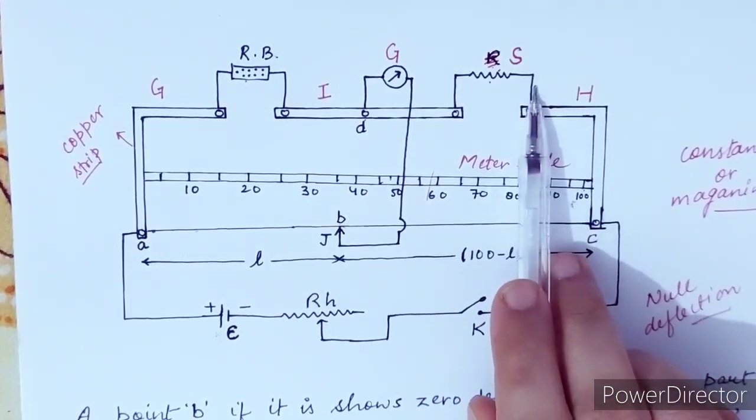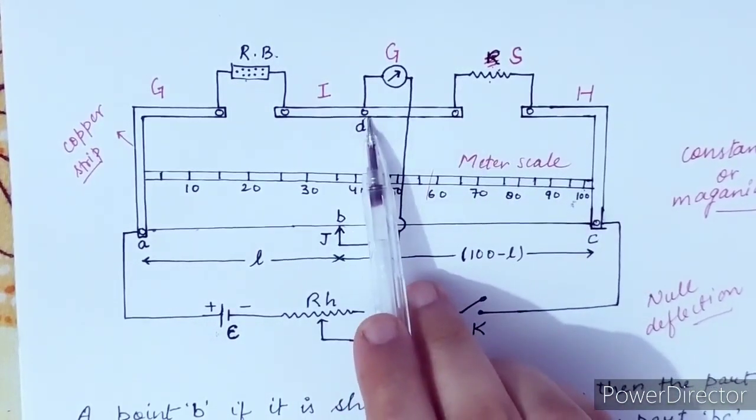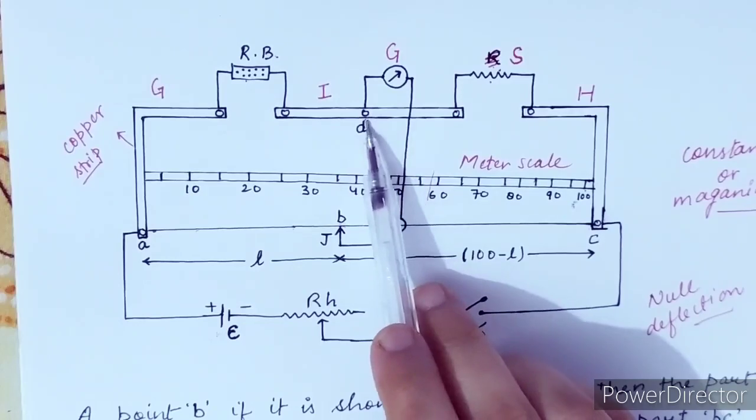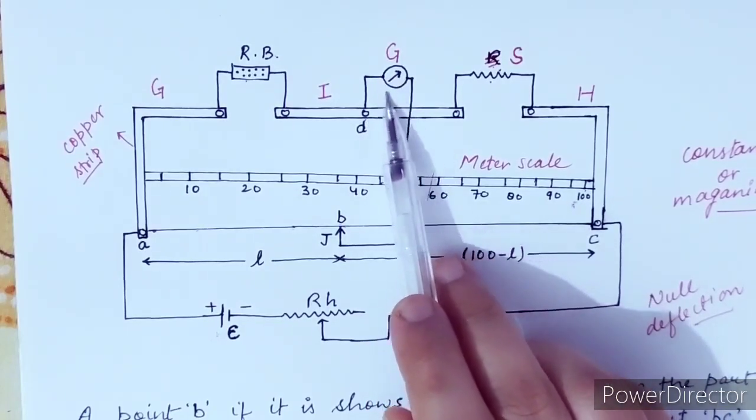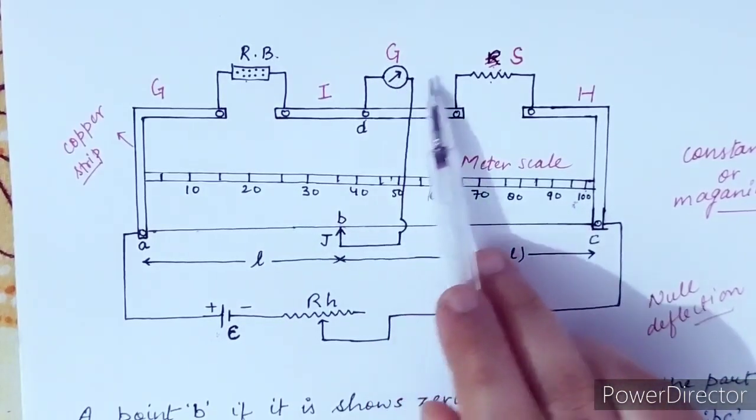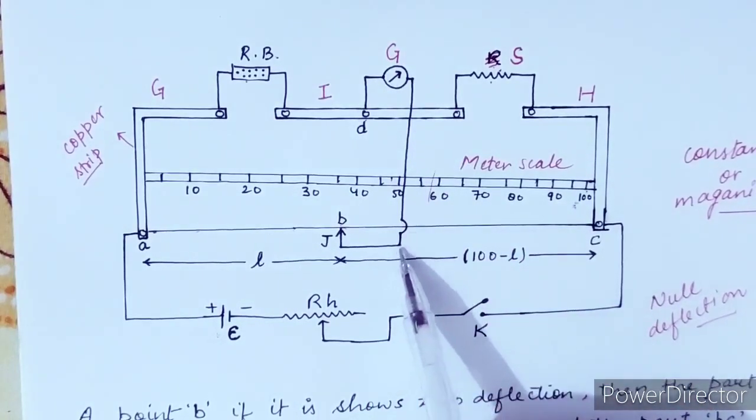One more screw is there, D. Through this we have attached the galvanometer, and through the galvanometer a jockey.